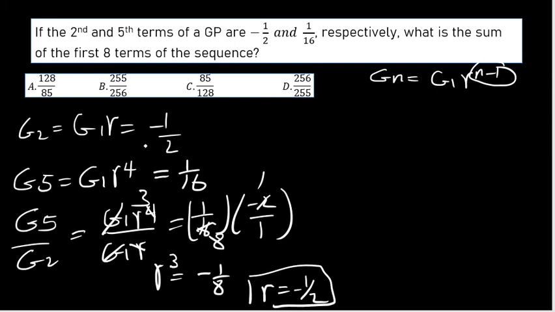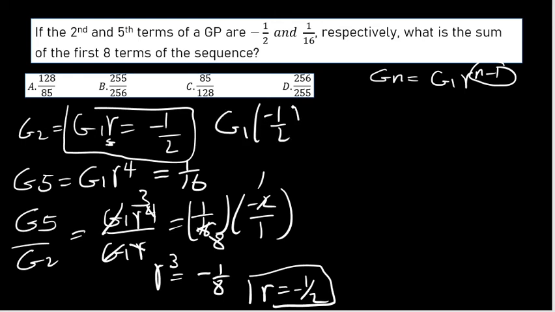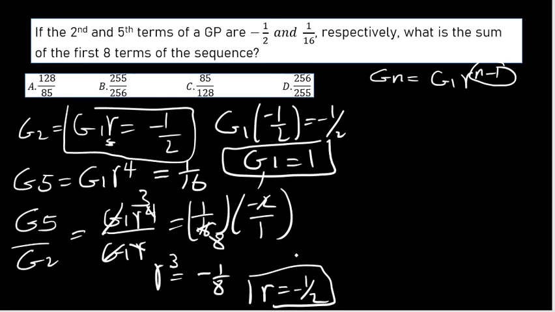Then if we have r, we can substitute r in the first equation. When you substitute r, G1 times negative 1 over 2 is equal to negative 1 over 2, which means you can find G1, which is just 1. Okay, we have G1 and the common ratio.